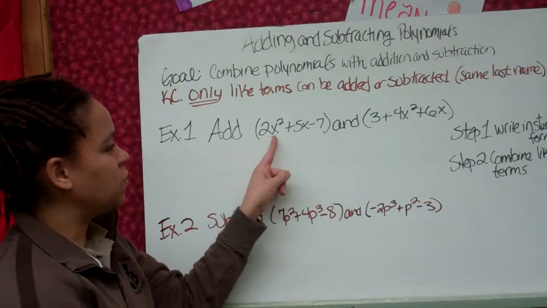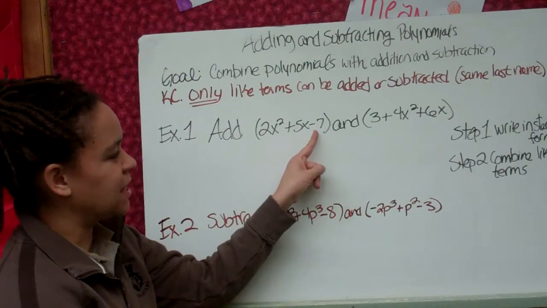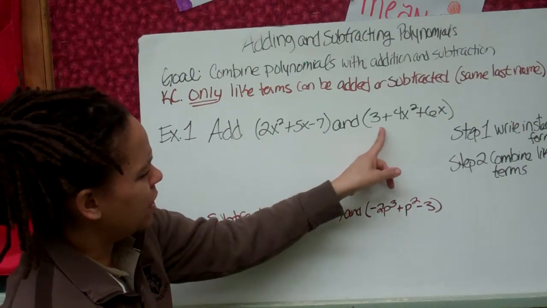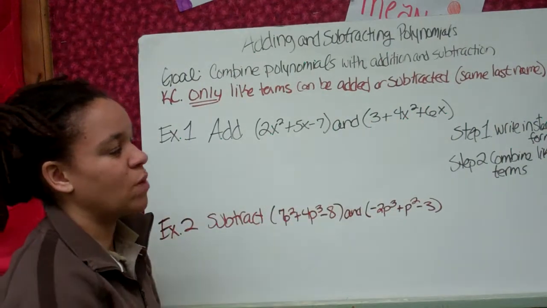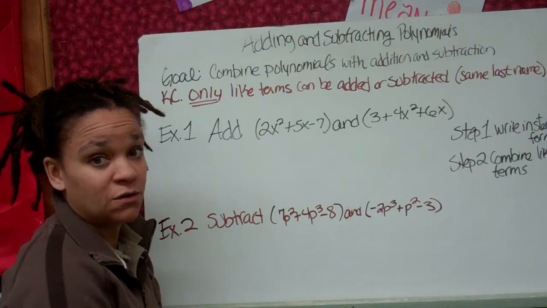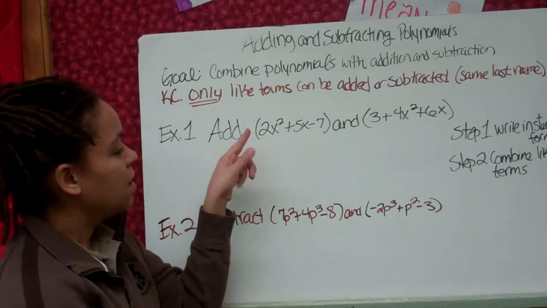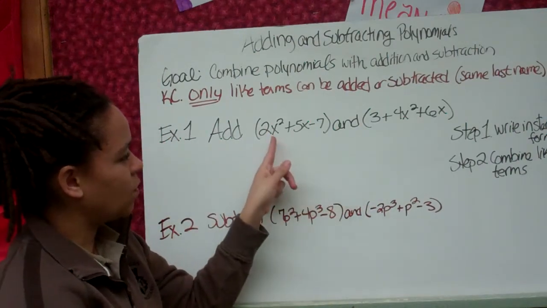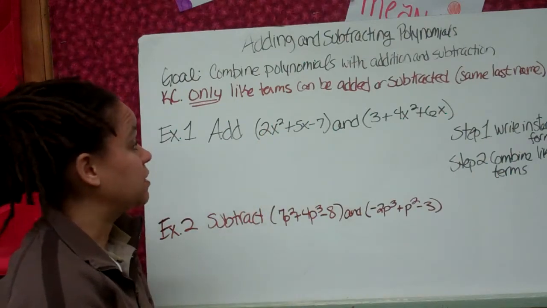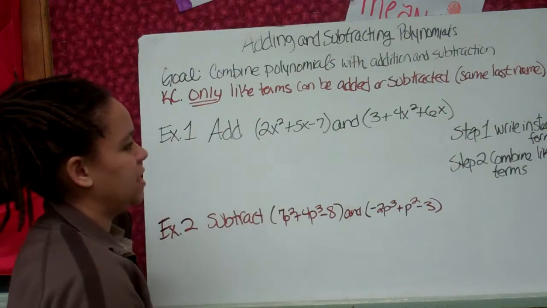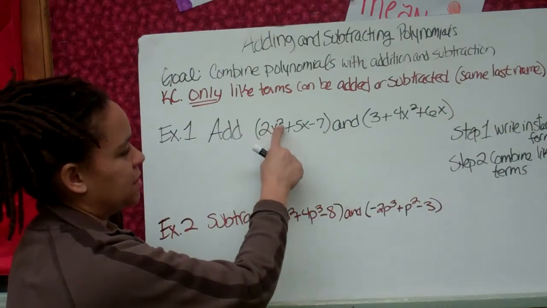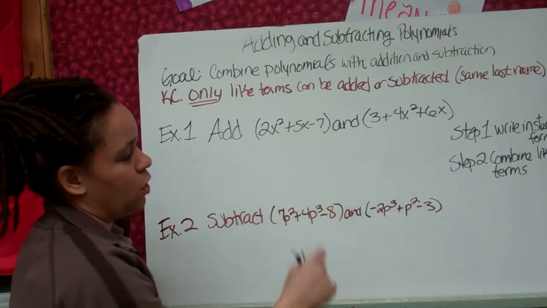So we're going to add 2x squared plus 5x minus 7 and 3 plus 4x squared plus 6x. Step 1 is to write it in standard form. Remember, standard form means that it is in descending order, where the highest exponent is first. So the term that has the biggest degree is first. This one is already in descending order.